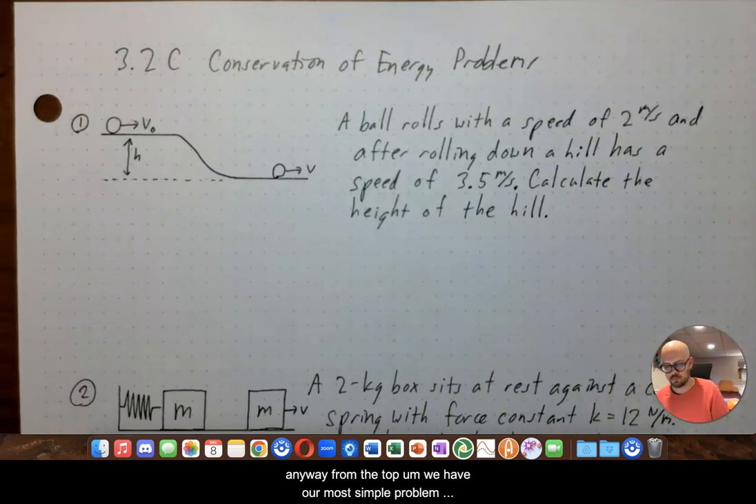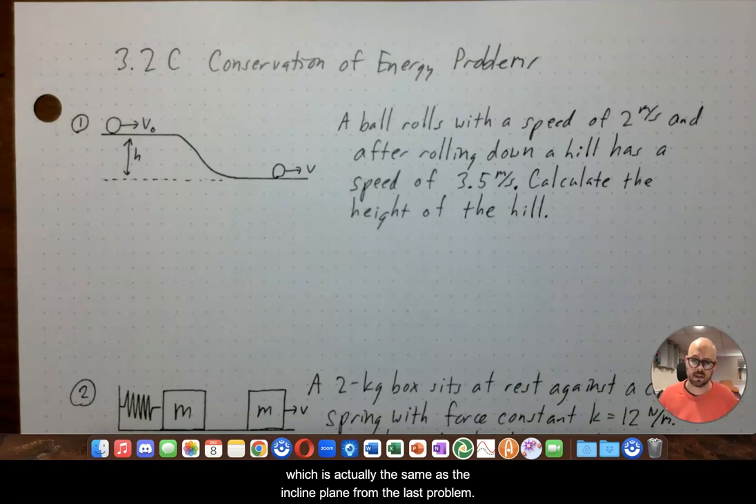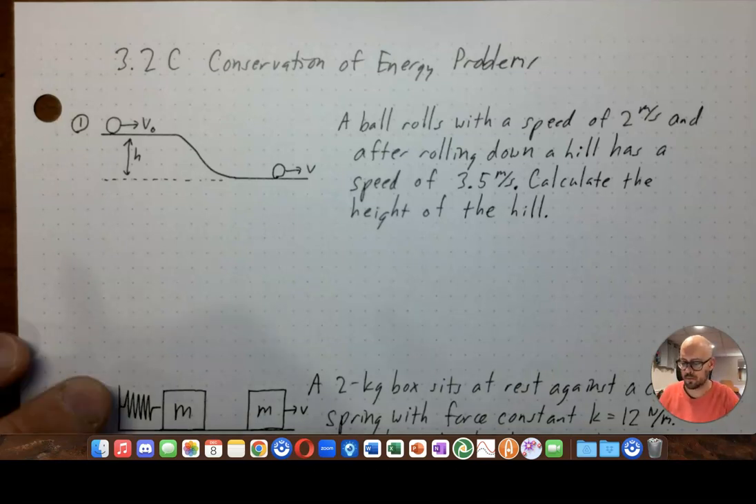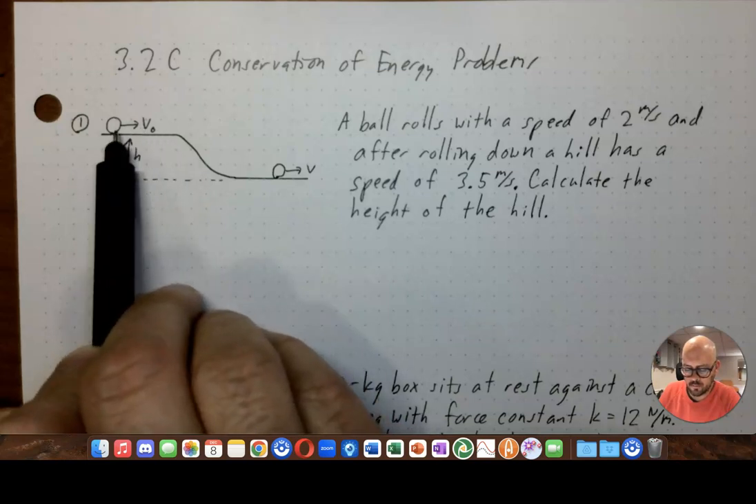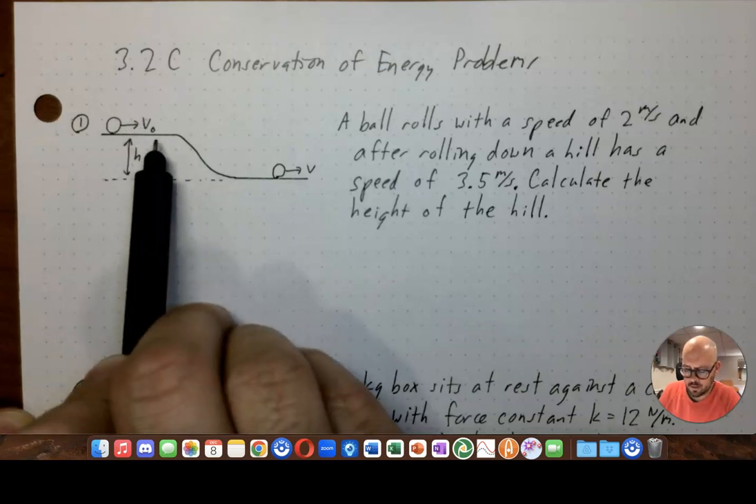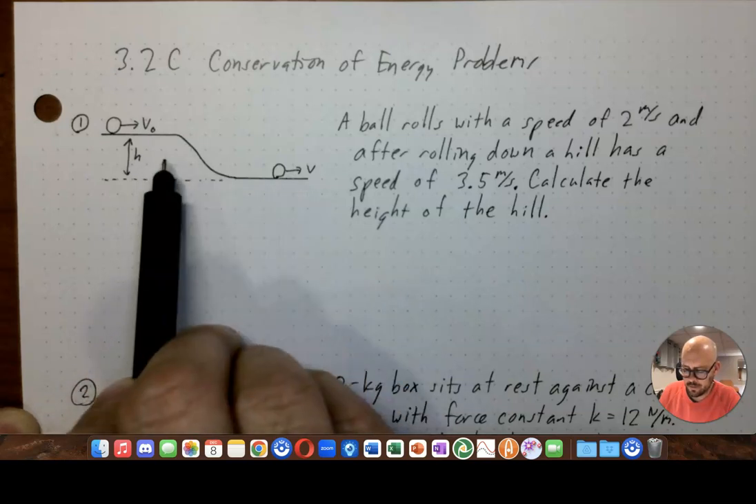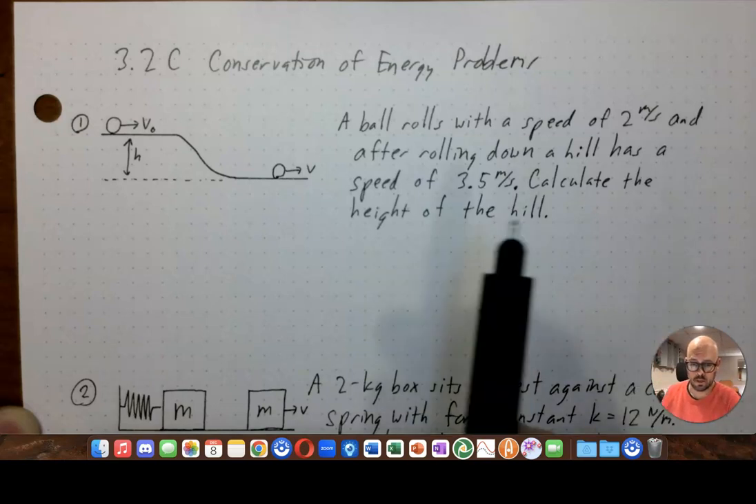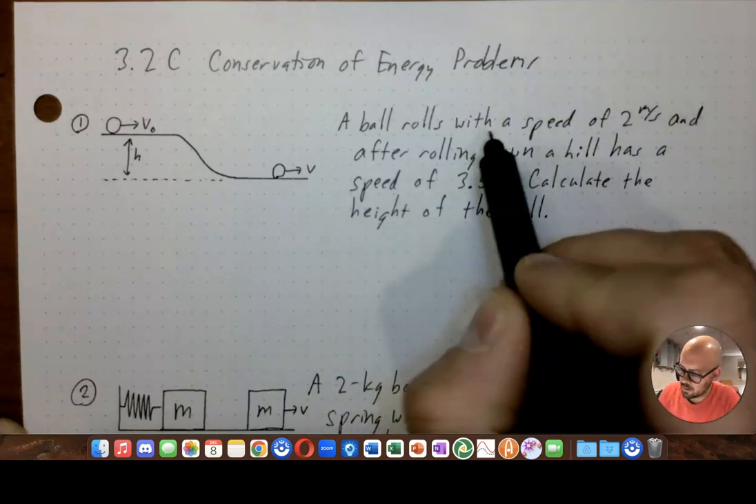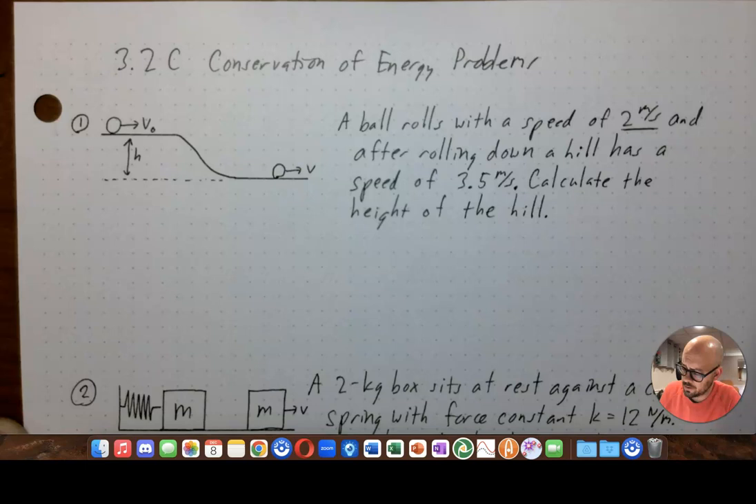We have our most simple problem, which is actually the same as the inclined plane from the last video. We have a ball on a platform that's moving at an initial velocity. It then rolls down a hill, and by the time it reaches the bottom of the hill, it has a new velocity. So I have the initial speed of the ball and the final speed of the ball. I'm going to calculate the height of the hill.